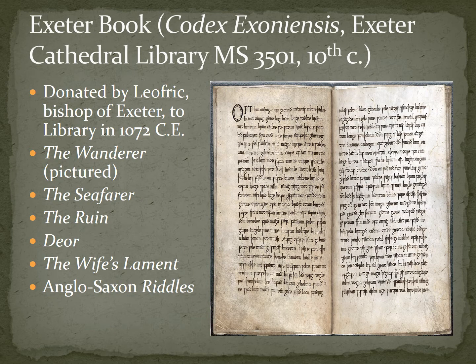One key manuscript is called the Exeter Book, and it contains the well-known poems listed here. We'll be reading some of these, including the well-known poems Wanderer and Seafarer. The book was donated by Leofric, the Bishop of Exeter, to his cathedral library in 1072 CE, and is now known as Exeter Manuscript 3501.